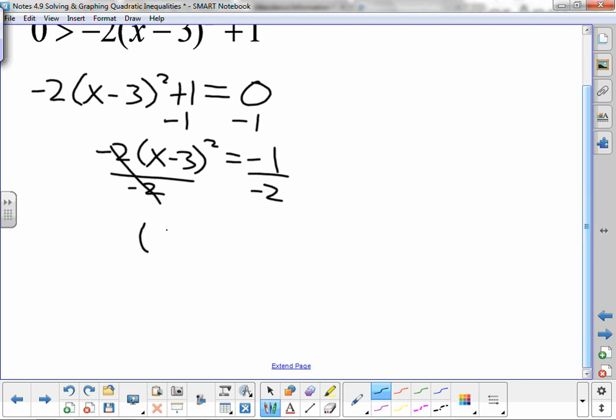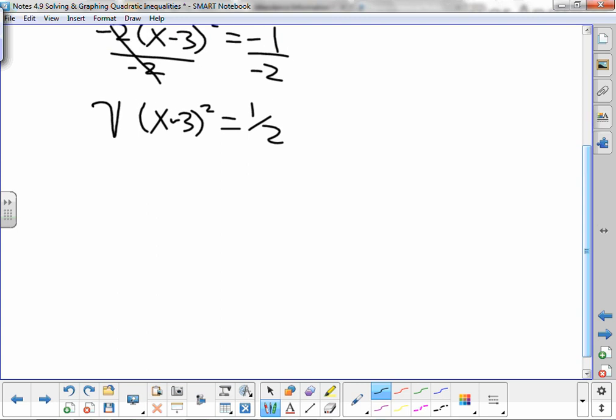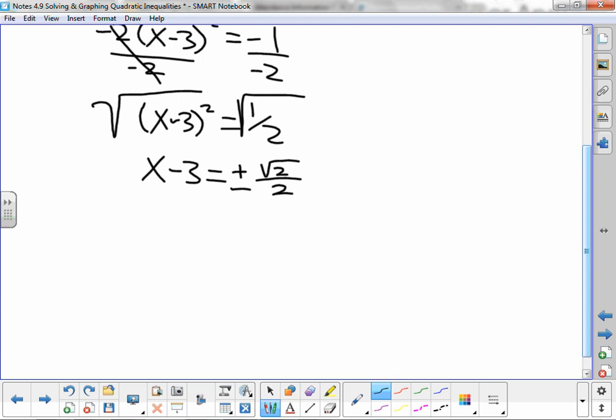2's are gone. x minus 3 squared equals 1/2. All right, now we're going to take the square root of both sides. We're going to get x minus 3 equals plus or minus the square root of 1/2, so the square root of 1 over the square root of 2. So that's going to be the square root of 2 over 2. We did this in class, how to do that out.